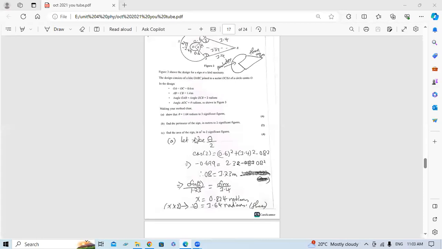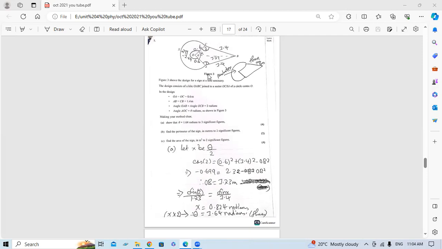So we can take, let x be theta by 2, as the entire thing over here is theta. So we can take it as theta by 2. If we use the cos formula, cos 2 equals (0.6 squared plus 1.4 squared minus OB squared) over the cos theta formula, which gives minus 0.699 equals 2.32 minus OB squared, and the OB value will be 1.73 meter. We can find the OB length by using the cos theta formula over here.